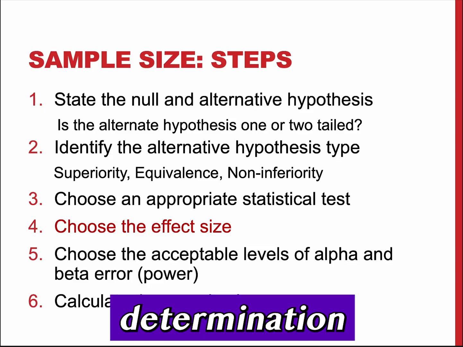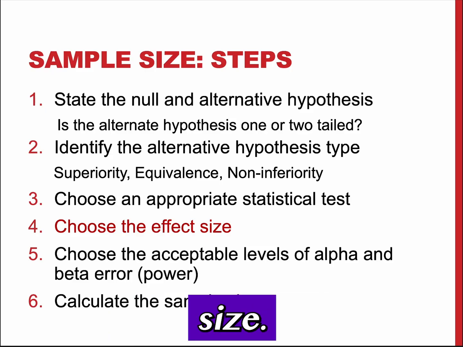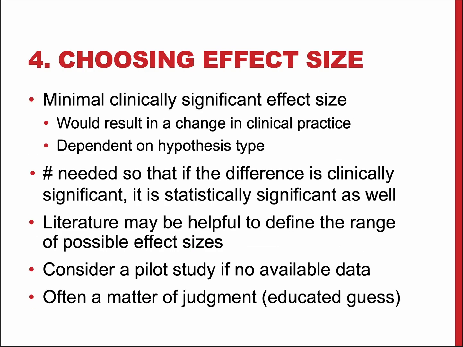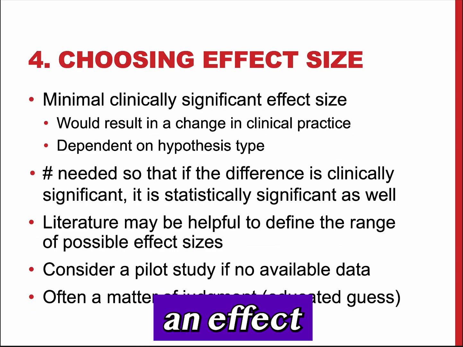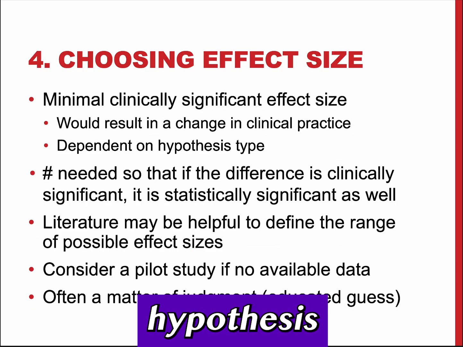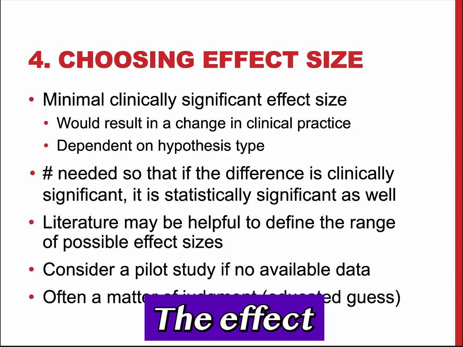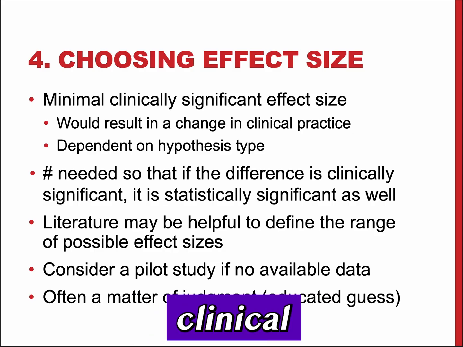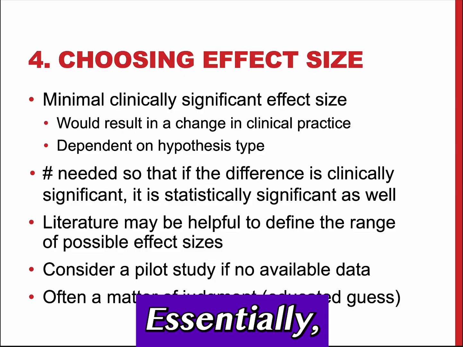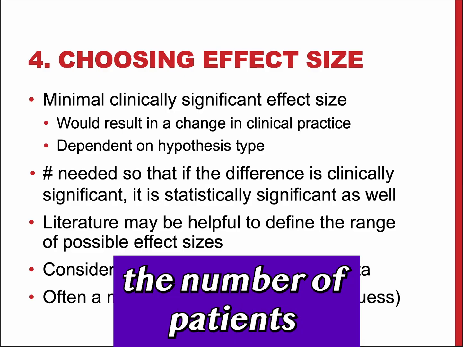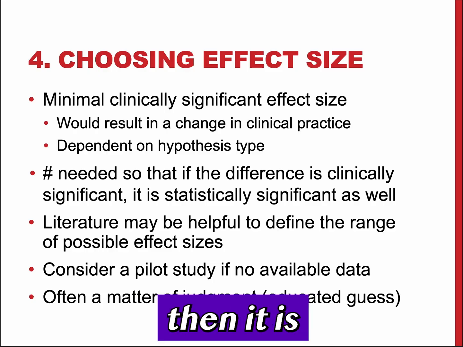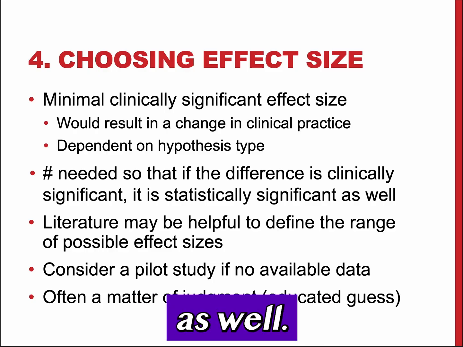Step 4 in sample size determination is choosing the effect size. This is the most challenging step because it is often a matter of judgment. We will use an effect size for a superiority hypothesis as an example. The effect size is the minimal clinically significant difference that would change clinical practice. Essentially, sample size determination provides the number of patients needed so that if the difference is clinically significant, then it is statistically significant as well.